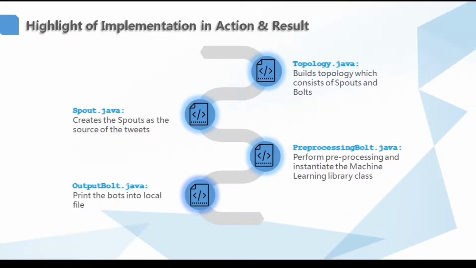Hello everyone, in this section we will discuss and highlight our implementation. We design our Storm with 4 main components. There is the topology.java or main class to build the topology, which consists of spouts and bolts. There is also spout.java, which creates the spouts as the source of the tweets. And in the preprocessingbolt.java, we perform the preprocessing and instantiate the machine learning library class to classify the bots. Last but not least, output.java, we print the bots into the local file.